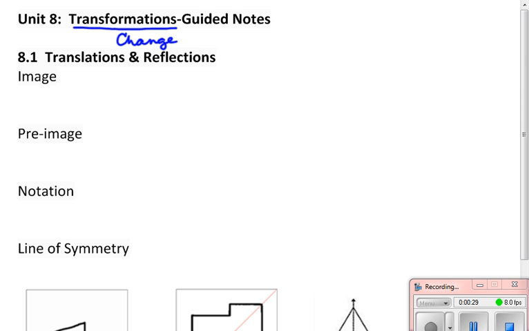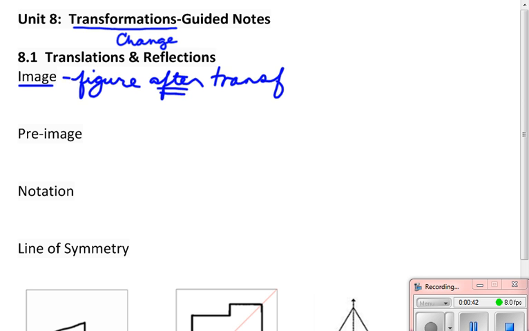So a couple of different vocab words we need to talk about. An image is the figure after a transformation. And it's important to know these vocabulary words because a word problem may say something about the image or the pre-image, and you have to know which one is the first figure and the second figure. So a pre-image is our original figure, so the first figure. Okay, so pre-image is where we start, and image is where we end up after a transformation.